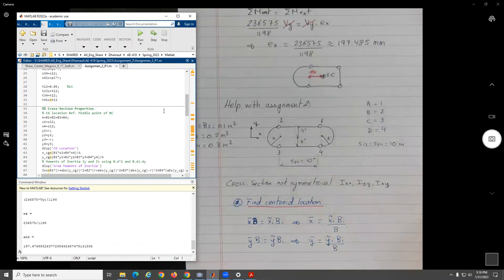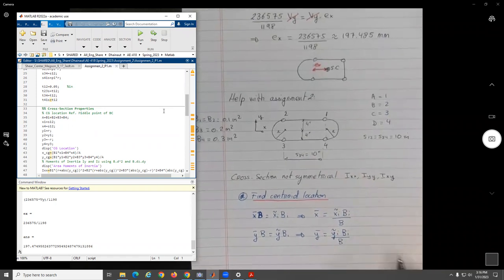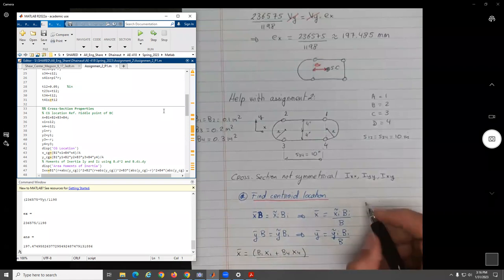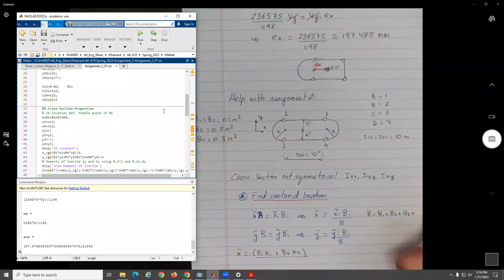If you want, I'm going to do the basic steps and give you the results so you can go and check, no? Since we don't have that much time, instead of doing all the details, that way you have the results. So for X bar, we do the mathematics: B1 X sub 1 plus B4 X sub 4, and so on, where B here would be B1 plus B2 plus B3 plus B4, divided by B.